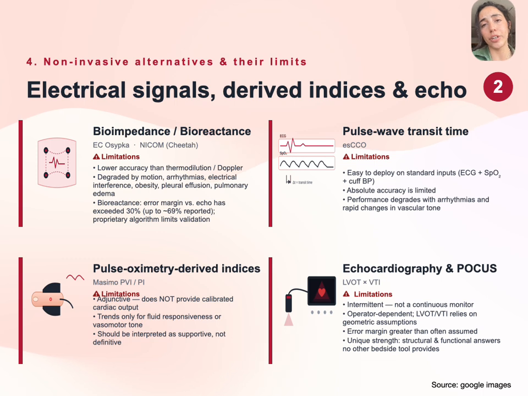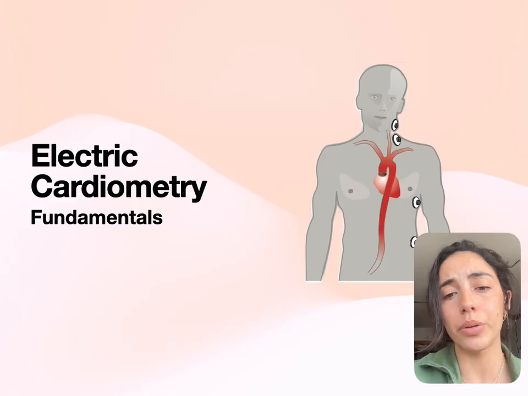In the case of bioreactance, the error margin exceeded 30%, and therefore, as we've mentioned, which compares to, for example, uncalibrated technology of pulse wave analysis, it's unacceptable for clinical use. It's too high for it to be reliably used. Now we're going to focus on electrocardiometry, some of the fundamentals.